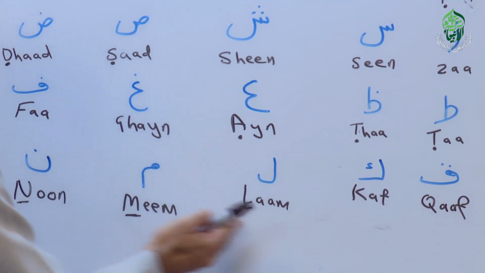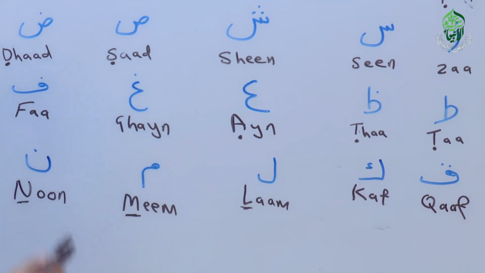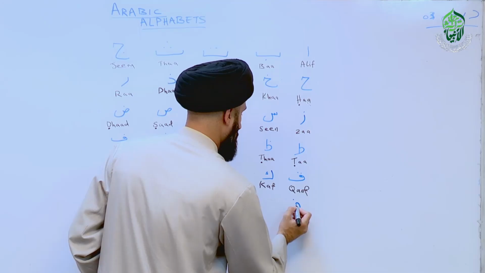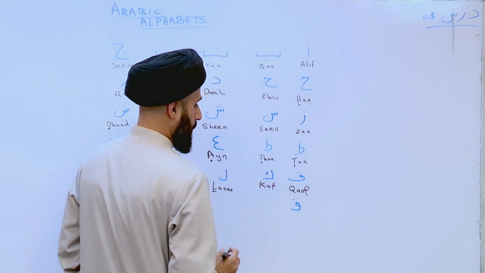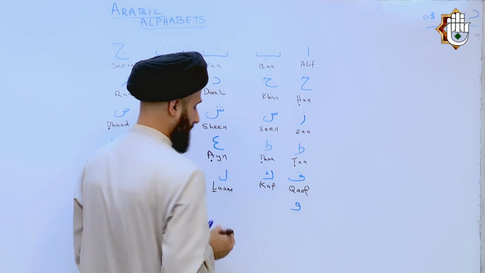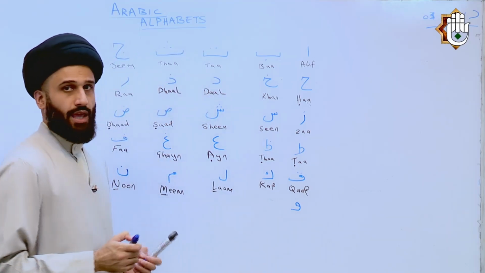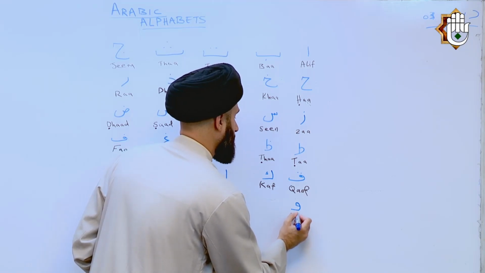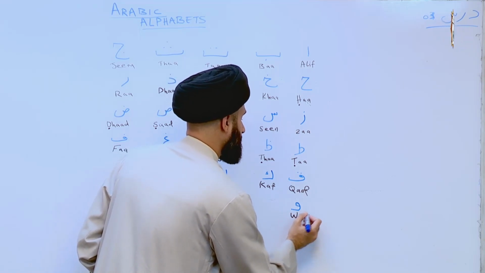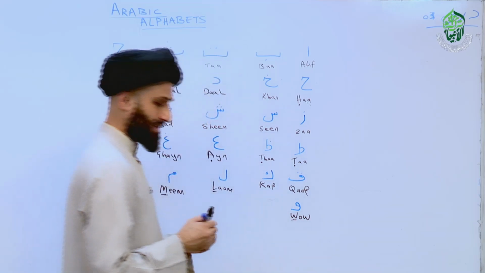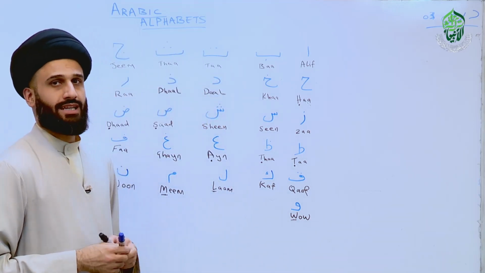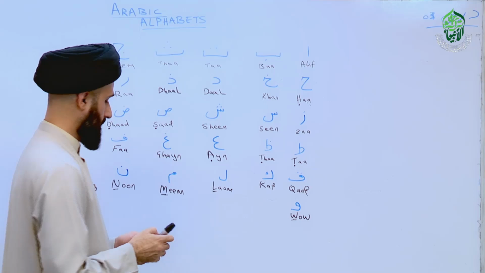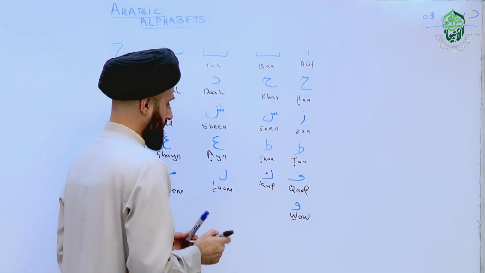Right, let's look at the next letter, waw. Okay? This is a w sound, as you can already determine from the sound of it. It is exactly the same as the W in English. Lam, noon, waw.